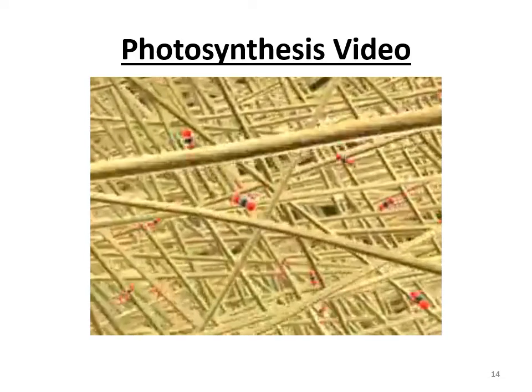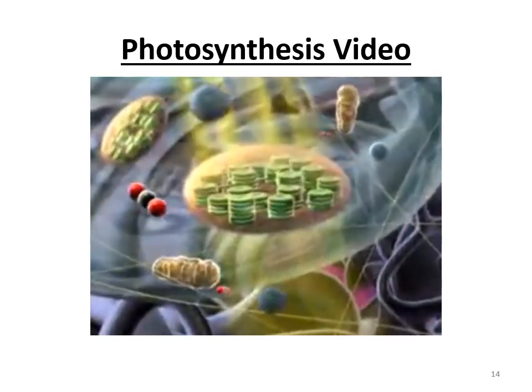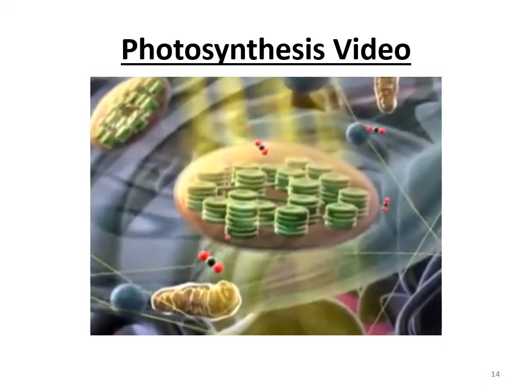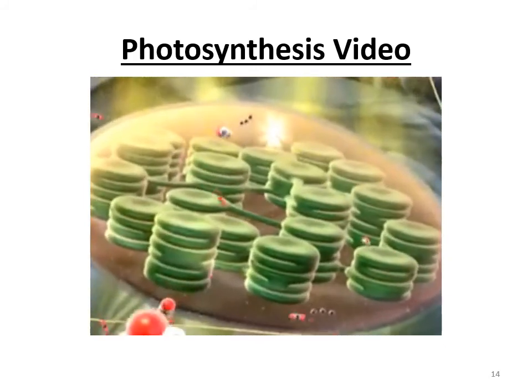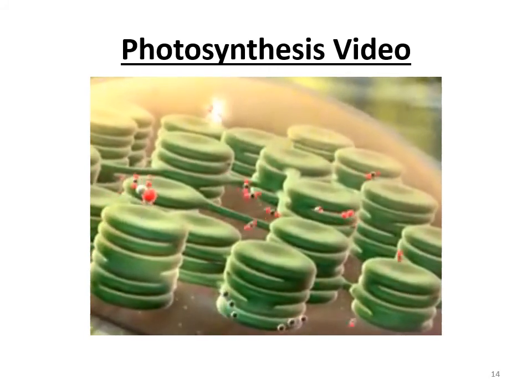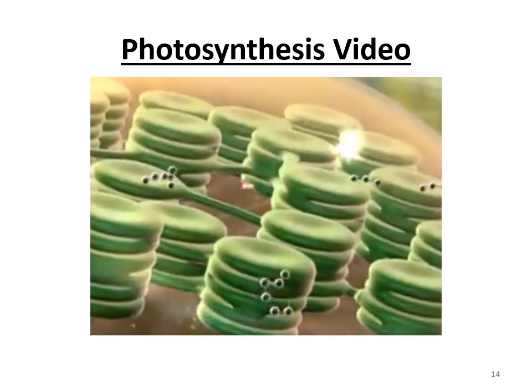Those small pores are called stomata. Carbon dioxide then enters the cells. Inside the cell, carbon dioxide diffuses into the chloroplasts, where photosynthesis takes place. Chloroplasts use energy from light to transform carbon dioxide and water into sugar and oxygen.